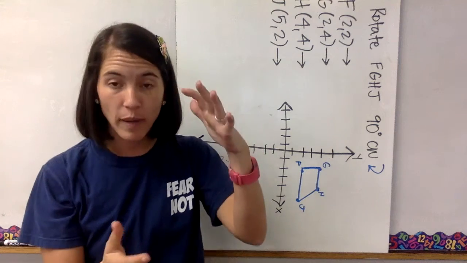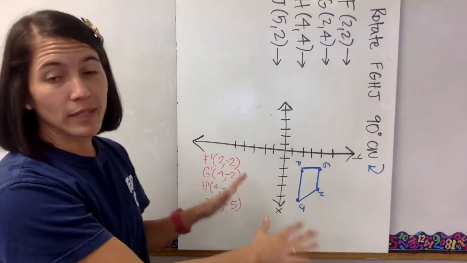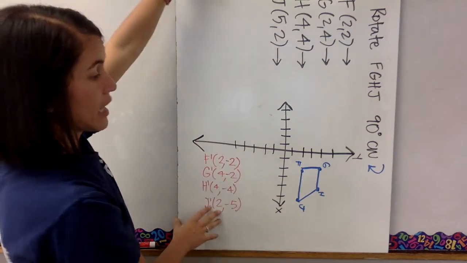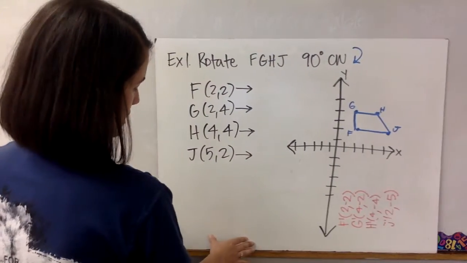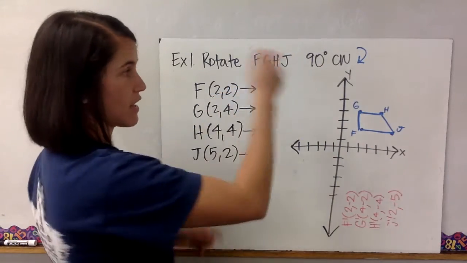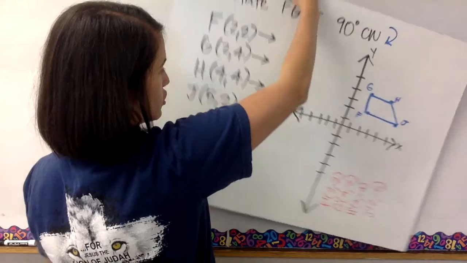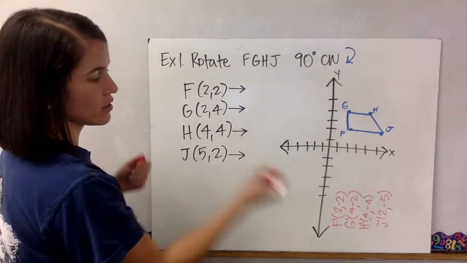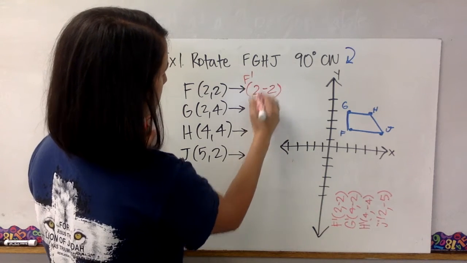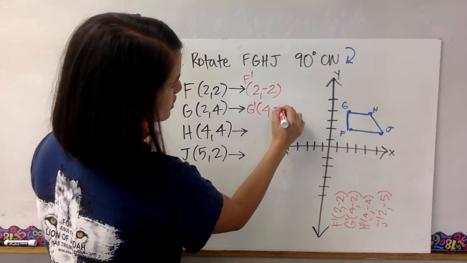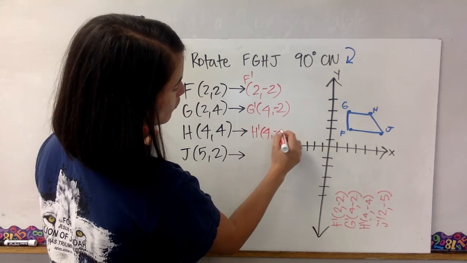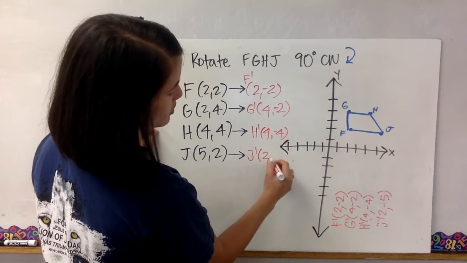We actually rotated our paper 90 degrees, and then we keep the shape exactly where it is, and that is what a rotation 90 degrees clockwise would look like, because my paper was originally like this, and then I turned it clockwise, so the way a clock goes, and then I just did it one turn. And so there are my new coordinates. So I'm going to write them over here. 2, negative 2, F prime. G prime is 4, negative 2. H prime is 4, negative 4. And J prime is 2, negative 5.